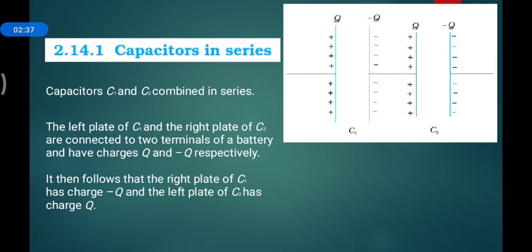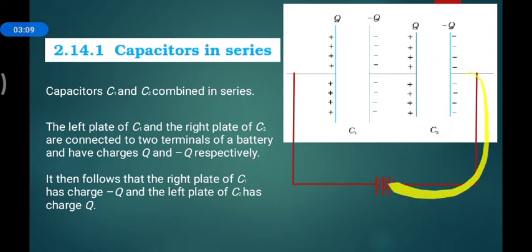The left side of C1, which is positive, and the right side of C2 are connected to the two terminals of a battery. You have to join this, so these two are now in series, as you are already aware from series and parallel combinations. Connected to the two terminals of a battery, they have Q and minus Q, because you can see this is the positive terminal, this is positive, and this is the negative terminal, this is negative. Then it follows that the right plate of C1 has charge minus Q, and the left plate of C2 will be plus Q.